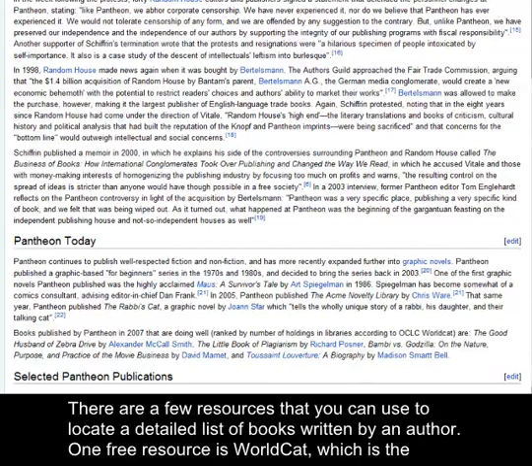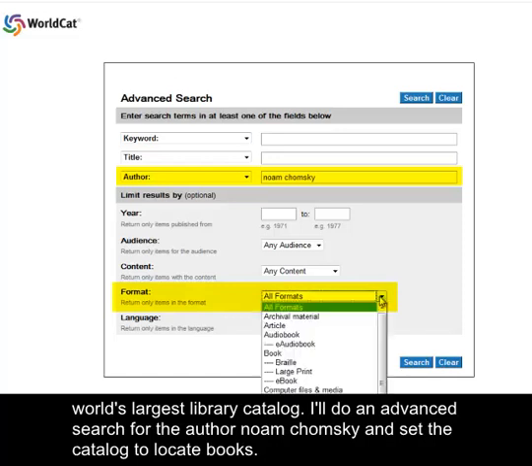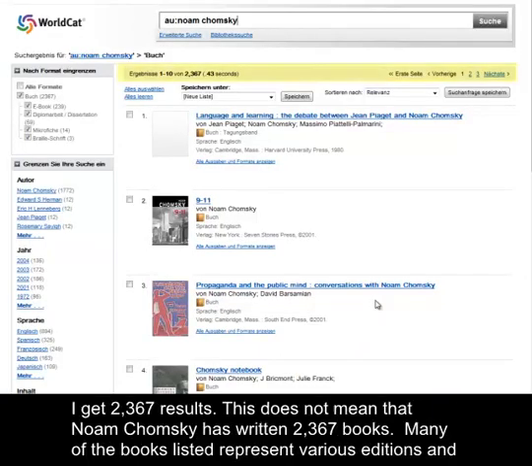There are a few resources that you can use to locate a detailed list of books written by an author. One free resource is WorldCat, which is the world's largest library catalog. I'll do an advanced search for the author Noam Chomsky and set the catalog to locate books. I get 2,367 results.